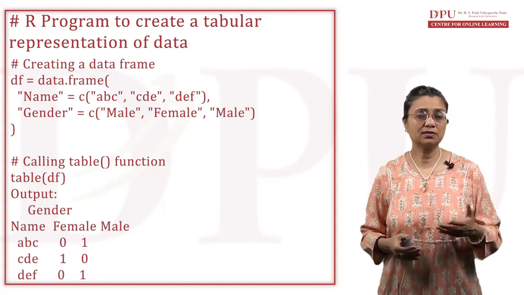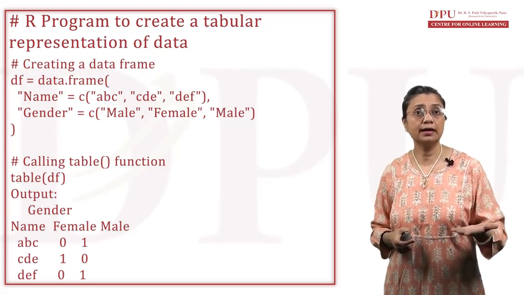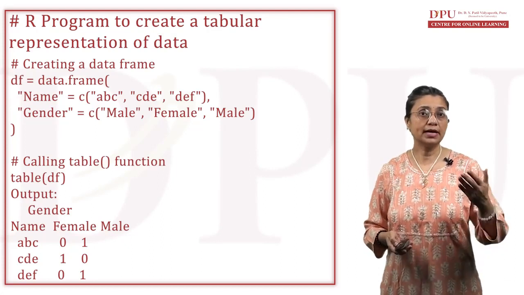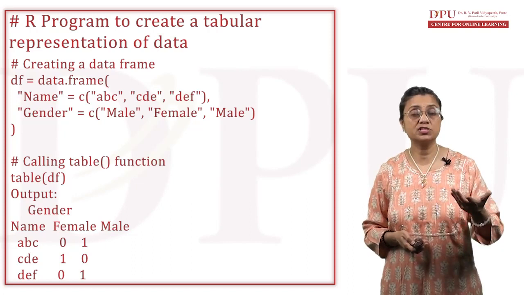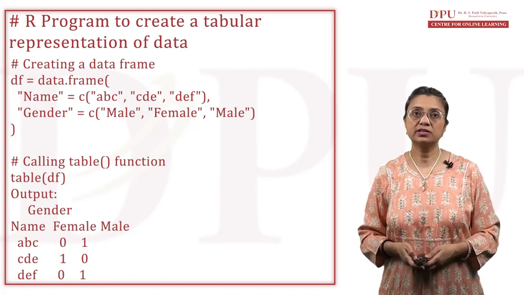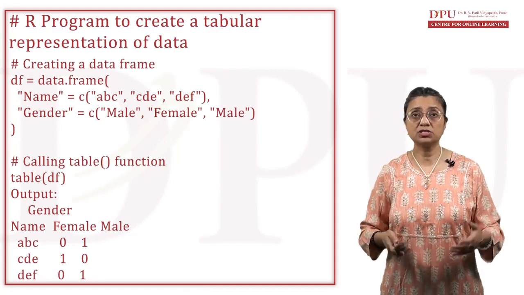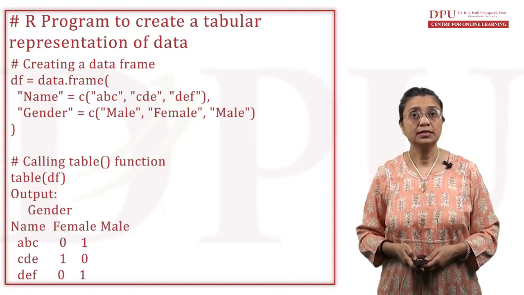That is where we get the values 0, 1, 0, because the first one is 0, which is male, and for female, it is 1. So that is how the data has been tabulated into the form of 0 and 1 and printed on the screen. So very easily you can see the tabular representation of data, because otherwise interpreting male, female, male in the form of a list becomes very difficult.